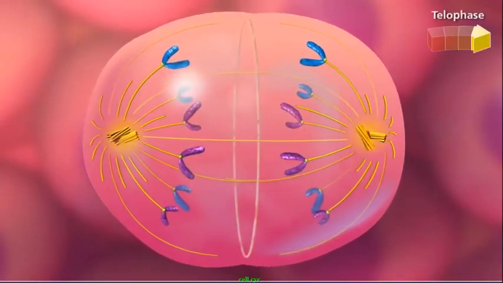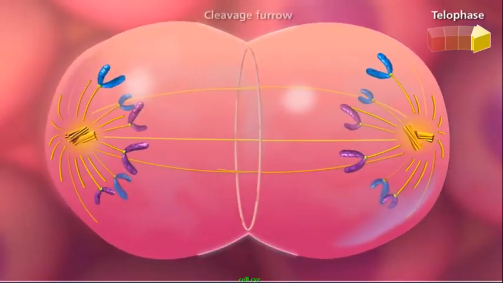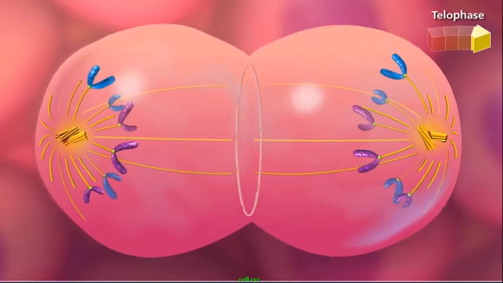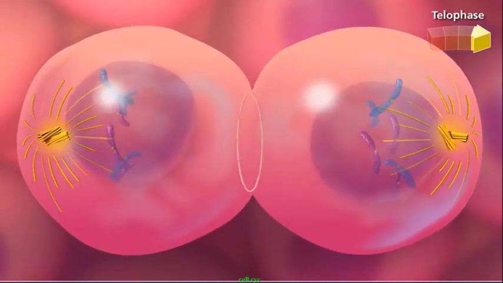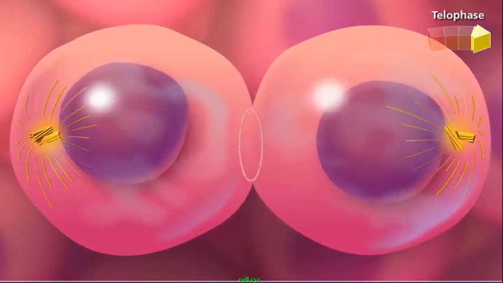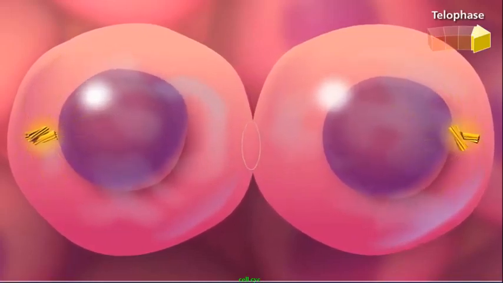At telophase, a cleavage furrow forms in the center of the cell. This indentation is made from a constricting belt of actin filaments surrounding the inside of the cell's circumference. Chromosomes cluster at opposite poles and begin decondensing as the nuclear envelope reforms around them. The spindle apparatus disassembles as the microtubules are broken down into tubulin monomers that can be used to form the cytoskeleton of the daughter cells.